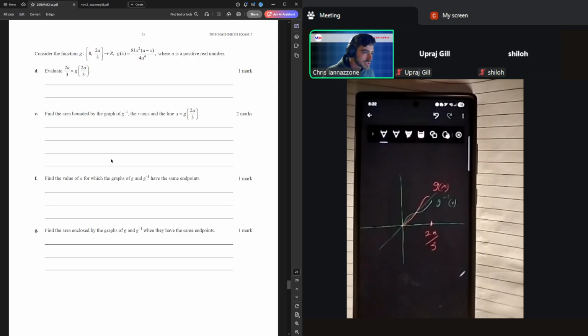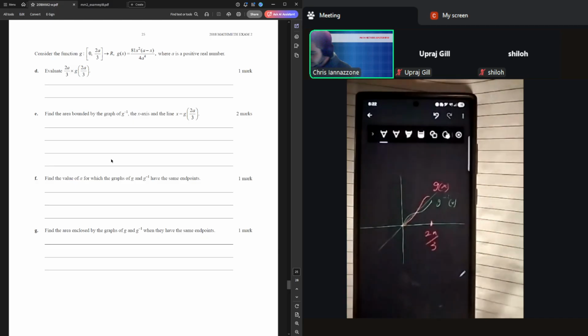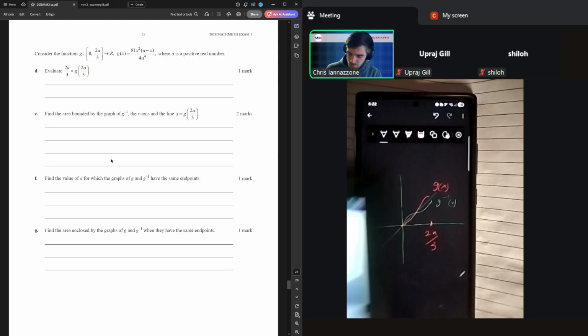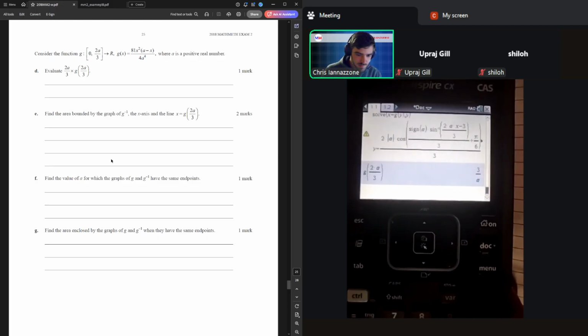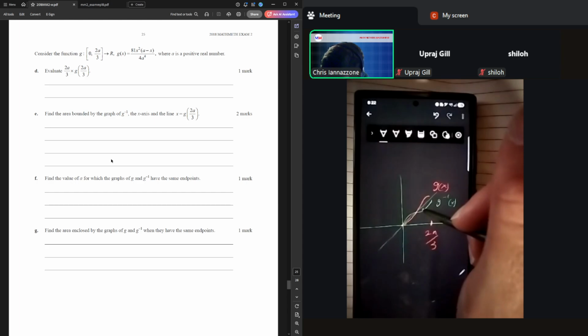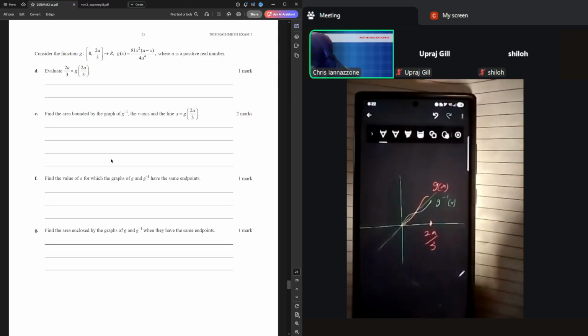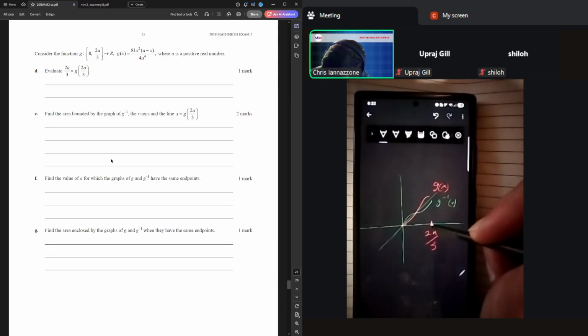Find the area bound by g inverse, the x-axis, so this bit, and the line x equals g of 2a on 3. So g of 2a on 3, I'll just do that slightly off camera. 2a on 3. We already had that answer. All right, 3 over a. That was the turning point. So x is equal to that, which means 3 on a compared to 2a on 3.